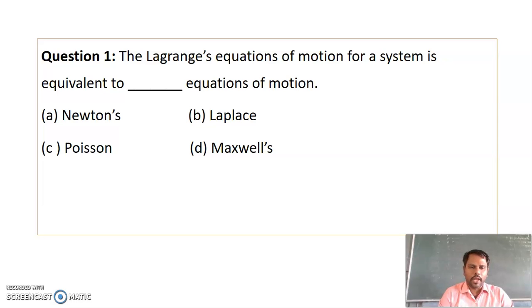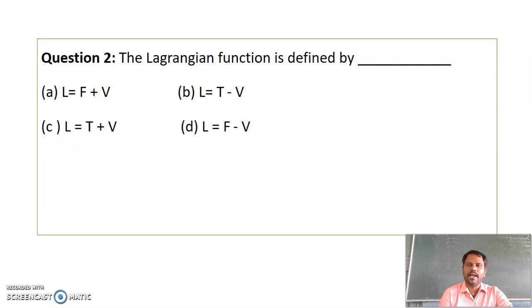Now let's have a small MCQ session. Question number 1. The Lagrangian equation of motion for a system is equivalent to Newton's laws of motion. Question number 2. The Lagrangian function is defined by, we are saying L is defined as L is equal to T minus V. So answer is option B.